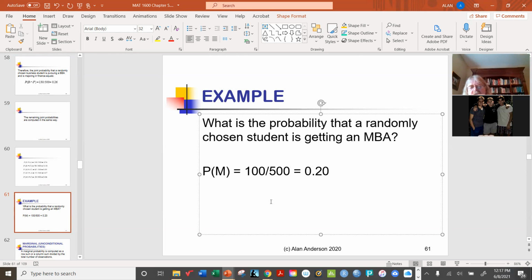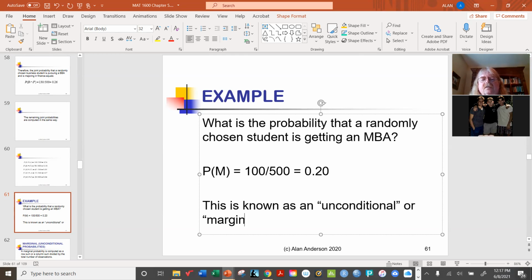And now if you notice, this is not a joint probability because only one thing is true. This is known as either an unconditional or marginal probability.